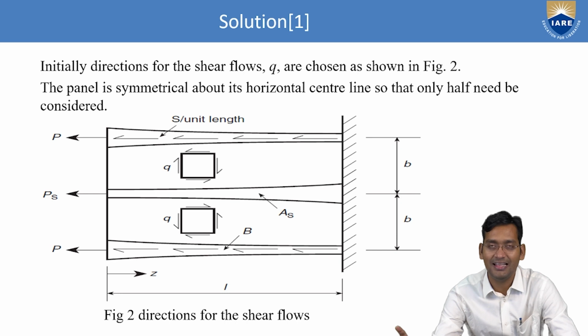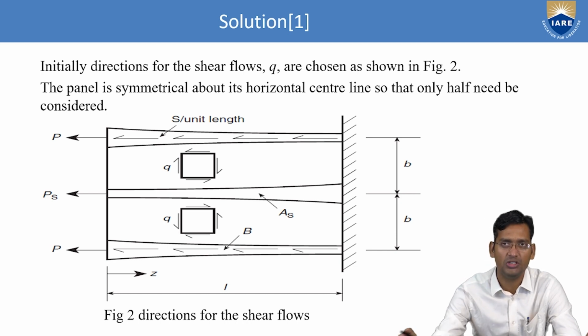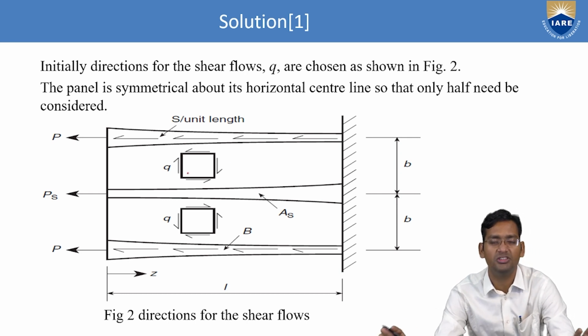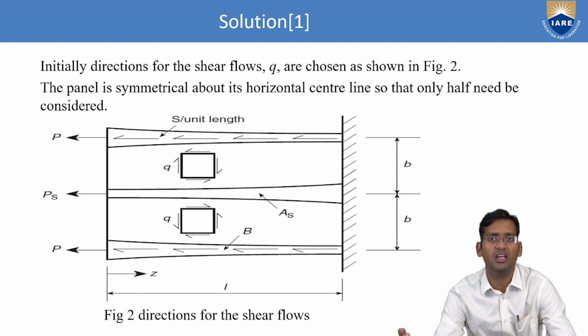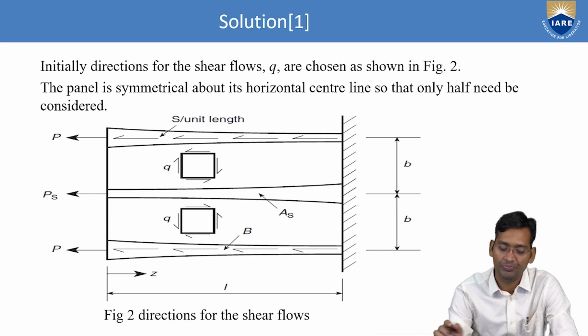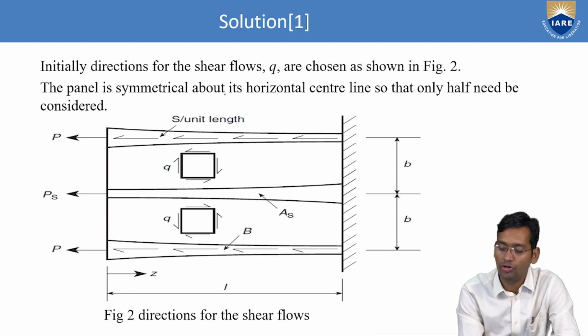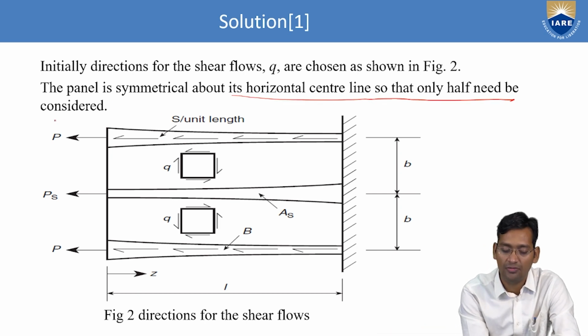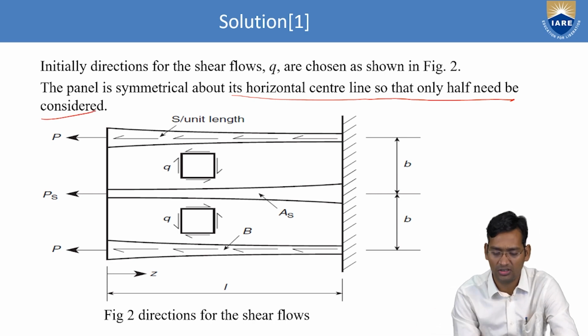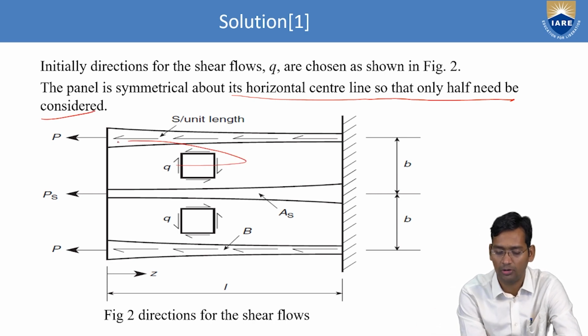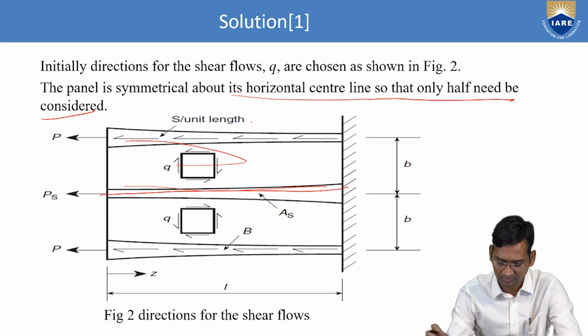Initially, directions for shear flow q are chosen as shown in the figure, but we can choose any direction. That is why initially we have chosen this direction. It is not necessary to choose a particular direction; if you take the opposite direction, your value will be negative. That is the only difference. Remaining everything will be the same. The panel is symmetrical about its horizontal center line, so only half need be considered. So just along this half, it is symmetrical about this part, right?